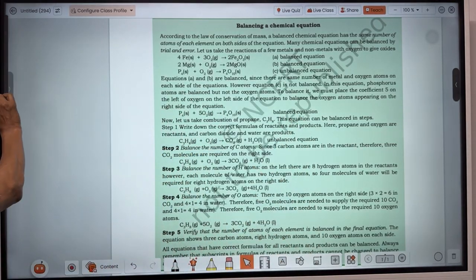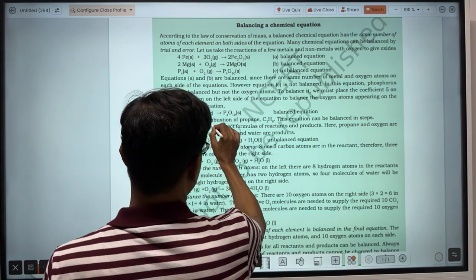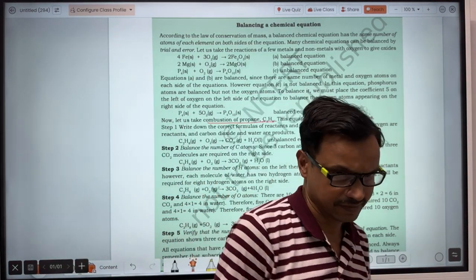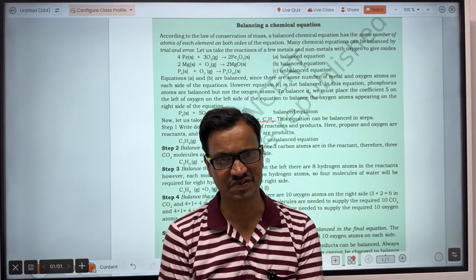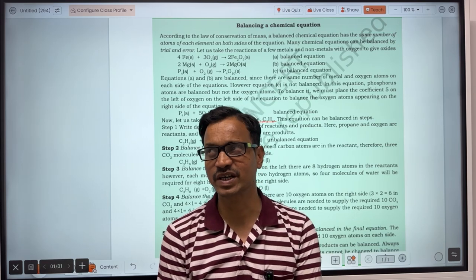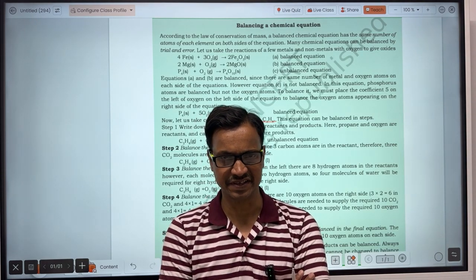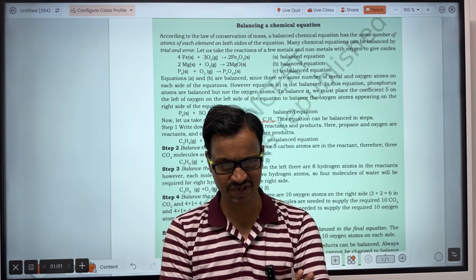Now there is the combustion of propane. About that you will have to balance. You will have to write a balanced equation for the combustion of propane. So what is the meaning of combustion? Combustion means that a substance will be heated in the presence of oxygen. So that will be combustion.